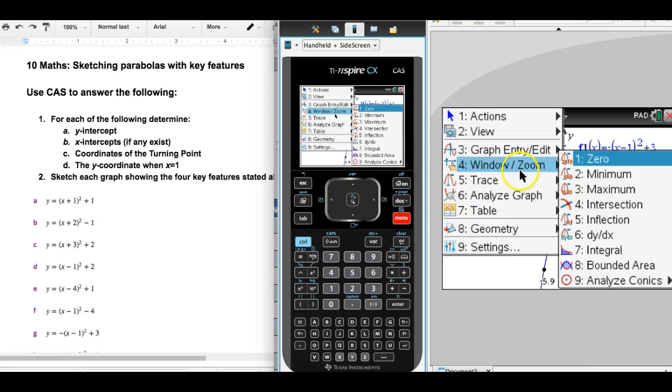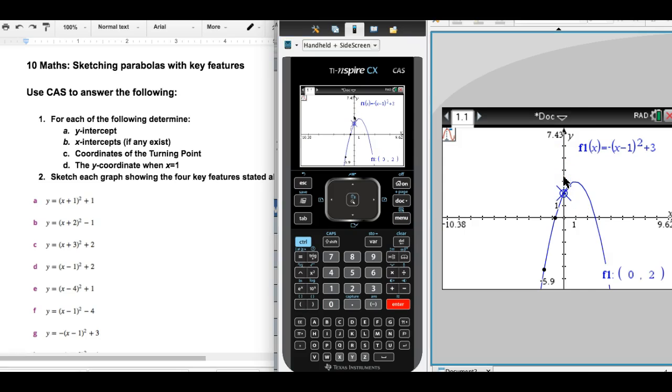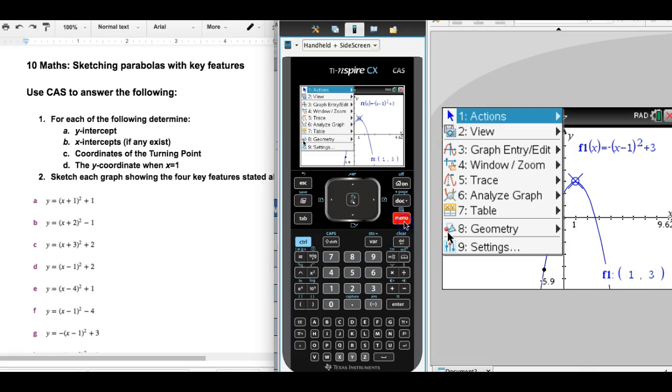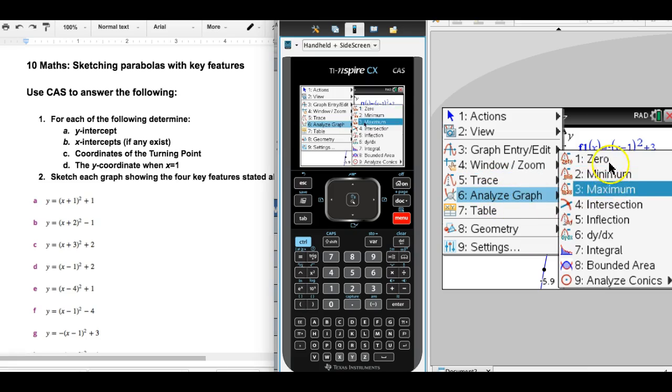So y-intercept first. Let's do it using the graph trace. So let's do x equals 0. Okay, so your y-intercept is 2. While we're here, let's do D, the y coordinate when x equals 1. So that's 3. Also looks like it might be the turning point. So let's do the x-intercepts. Sorry, all over the place.